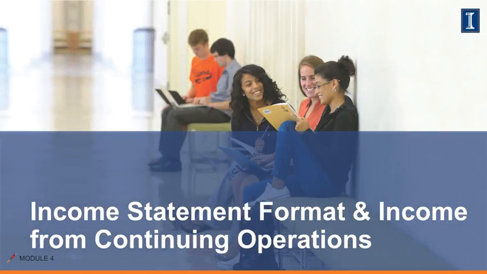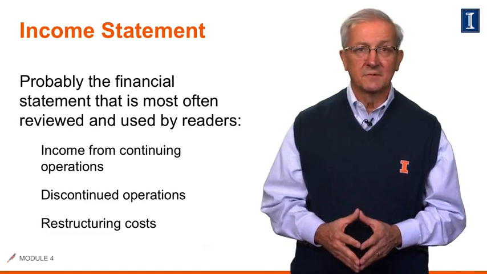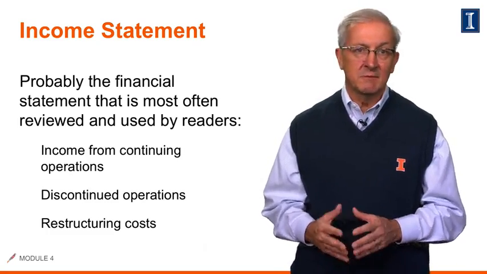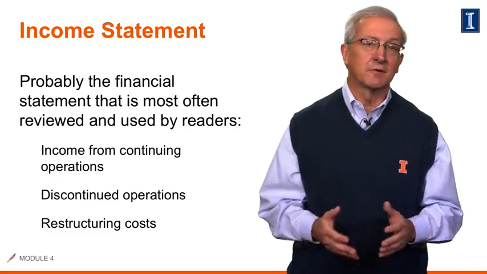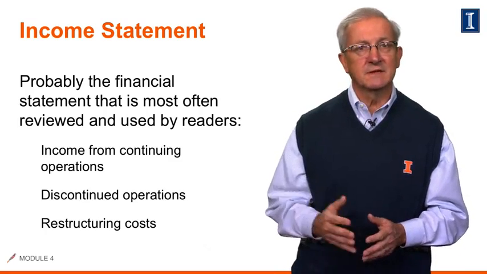We will now discuss the format of the income statement as well as a very important line item called income from continuing operations. Let's now discuss the income statement and its primary classifications. Remember from our prior week discussion that it reports how much income a company makes over a period of time. Here are some of the key components.